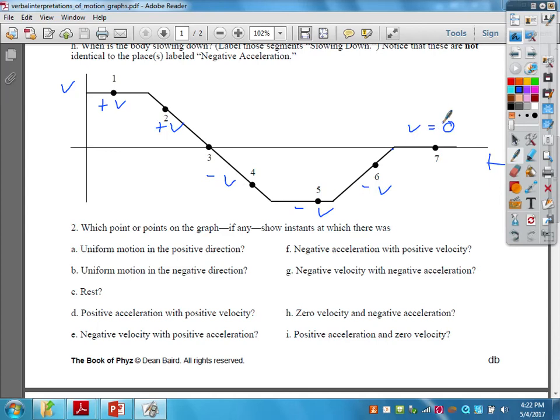The slope is the acceleration. So if I have no slope, I have no acceleration. So a equals 0, a equals 0, a equals 0. Let's go ahead and interpret those. This is moving at a constant speed. This is moving at a constant speed in just the opposite direction. Constant speed, constant velocity, same thing. And this is at rest.